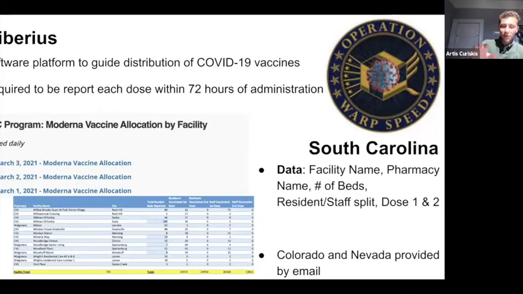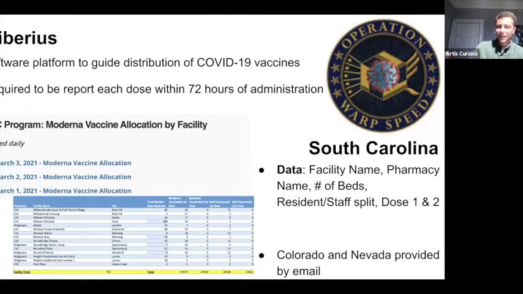And so from that, we can see that the Tiberius data includes the pharmacy name, facility name, where it's from, and the number of beds reported in each facility. Resident and staff is split off separately, also with first and second dose split off separately. To our knowledge, South Carolina is the only state that reports it publicly on their website. Colorado and Nevada have provided it to us by email.